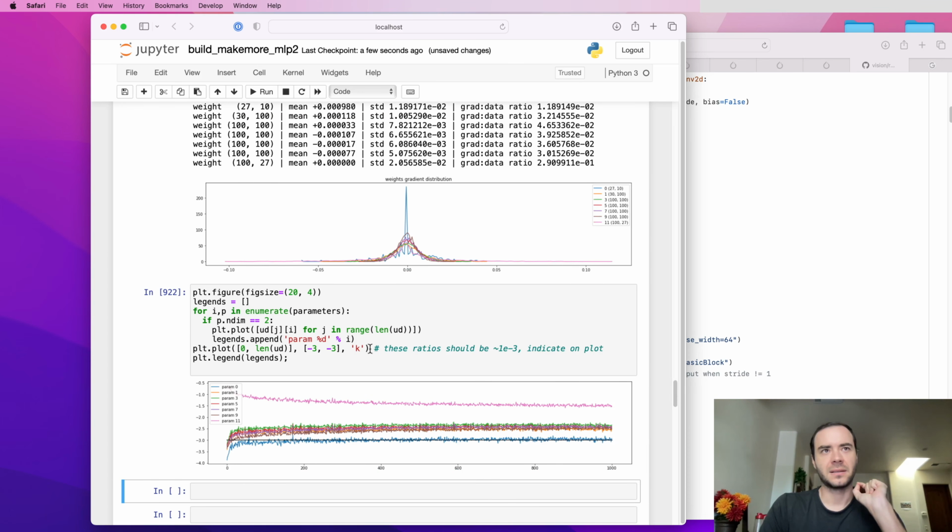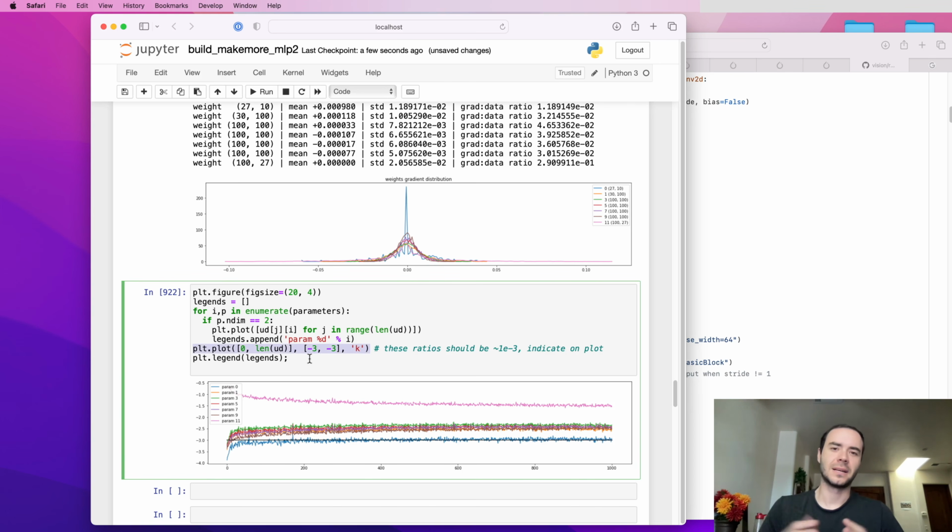Then the other thing that I'm plotting here is an approximate value that is a rough guide for what it roughly should be. And it should be roughly 1e-3.